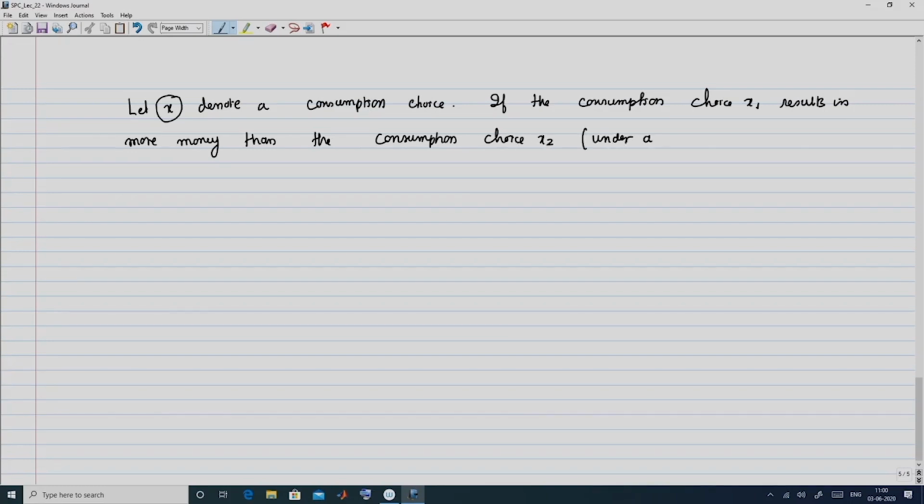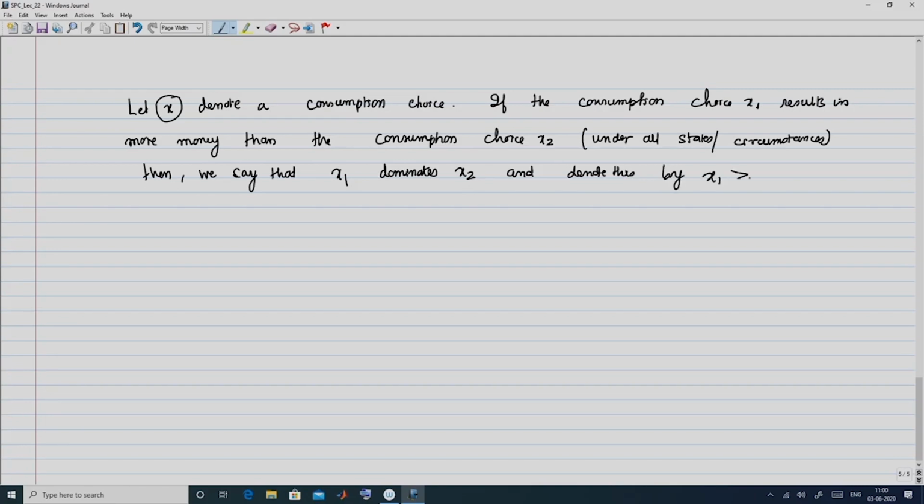under all states or circumstances, then we say that x1 dominates x2, and we denote this by x1 being greater than or equal to x2. So, this is the notation. It is not literally greater than, but this is the notation.